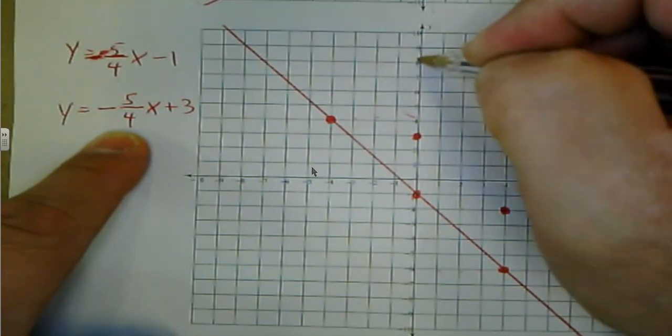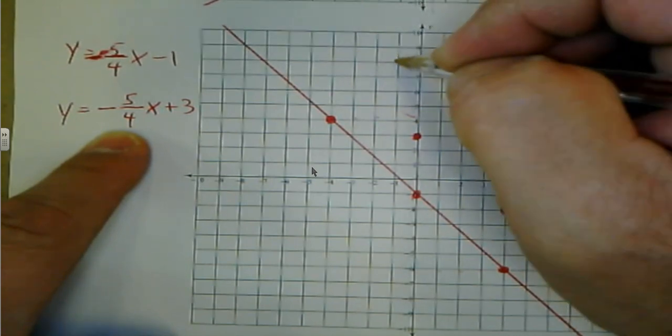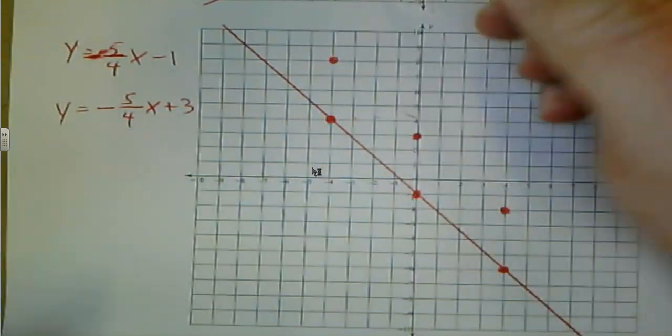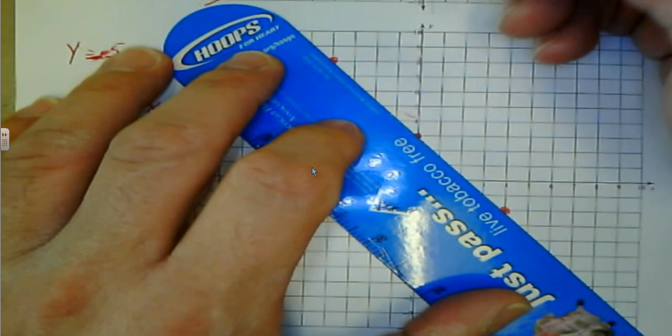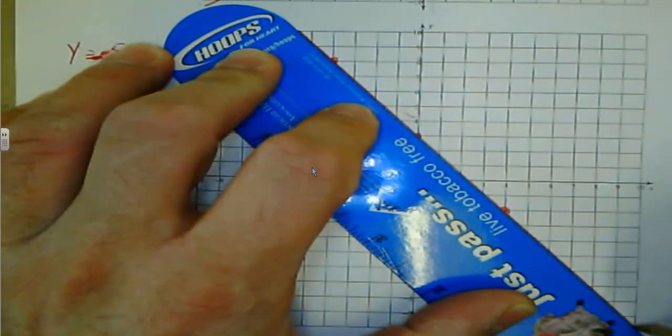1, 2, 3, 4, 5. Then where? 1, 2, 3, 4. Draw that line. You're going to see something funny happen here. Anybody tell me what just happened?